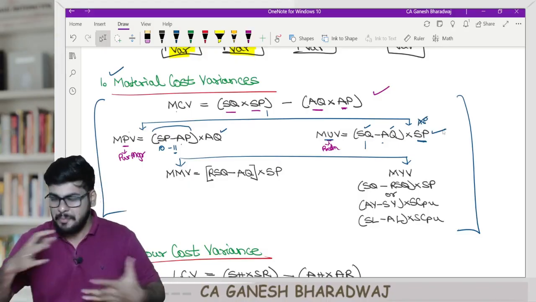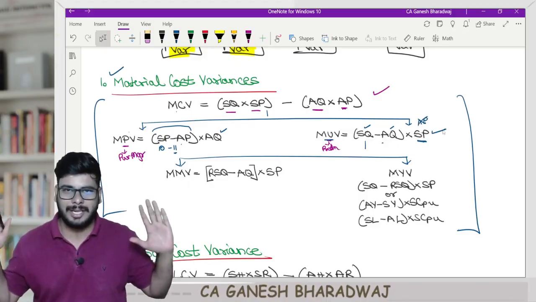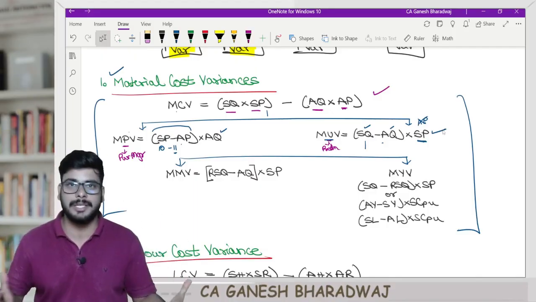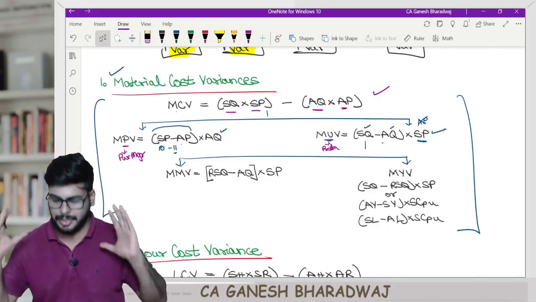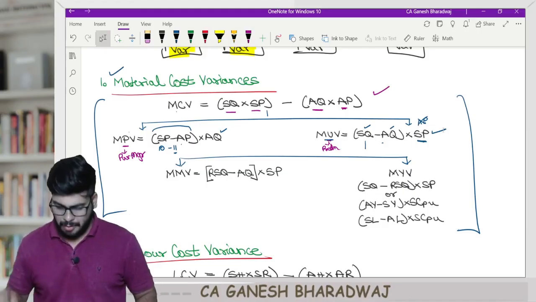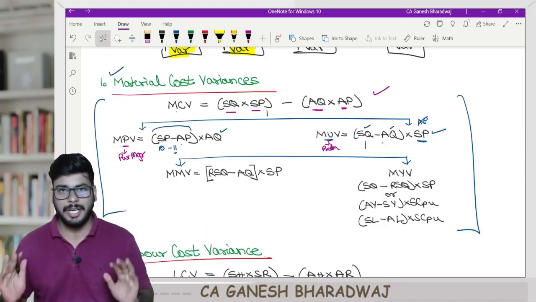This is the beautiful logic involved in standard costing. Many people are mugging this up. Please do not mug this up. Clear with this, guys, right? So now what is the formula here? Standard quantity minus actual quantity into standard price.